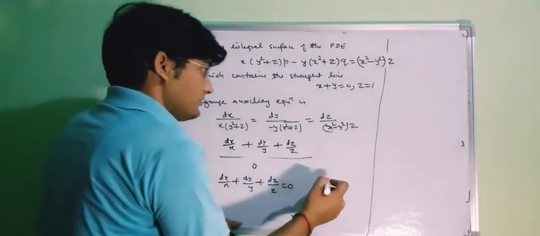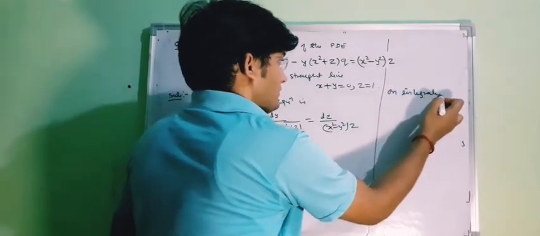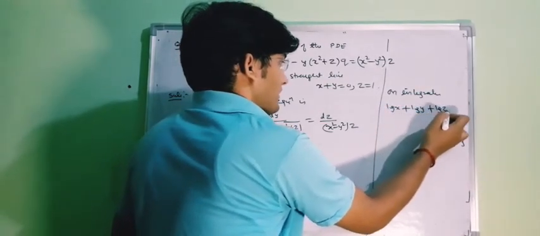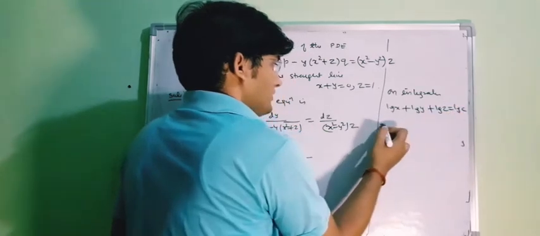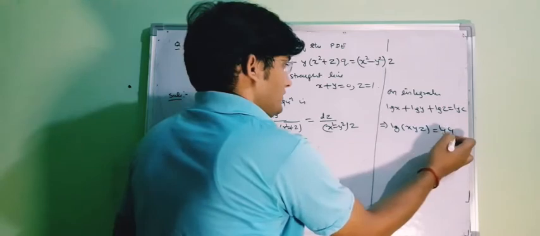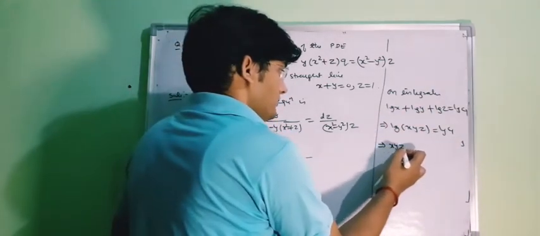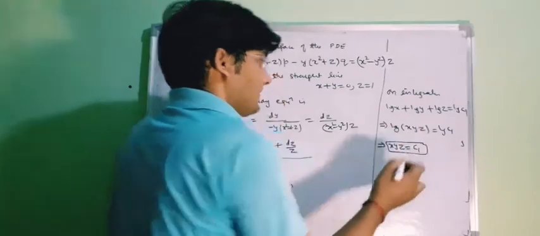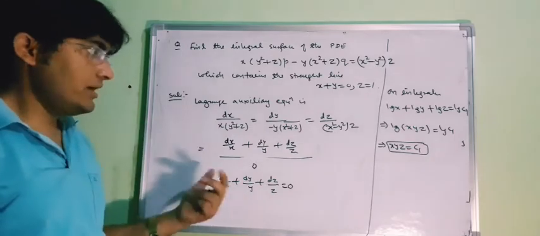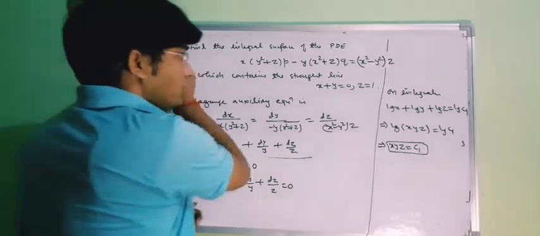So on integration, dx upon x will be log x, dy upon y will be log y, and then log z equal to log c. So this will be your log of x y z equal to log c1. So your constant is c1. So your first solution is x y z equal to c1, which is your constant of integration. So we have one solution. Now let us find out the another solution.